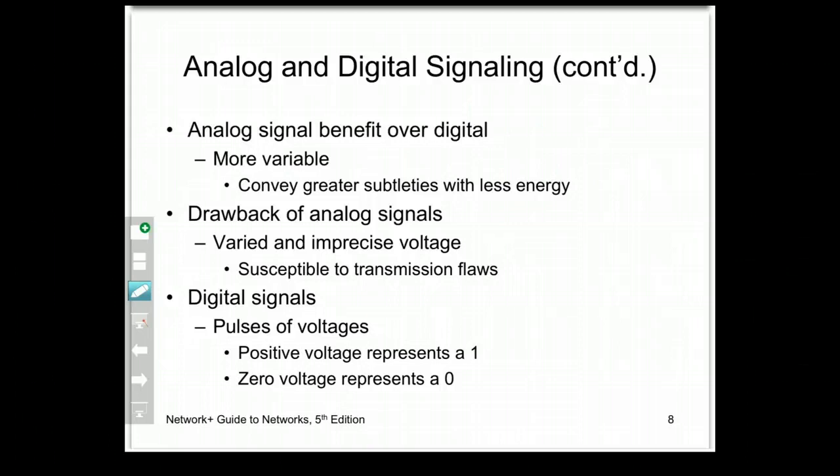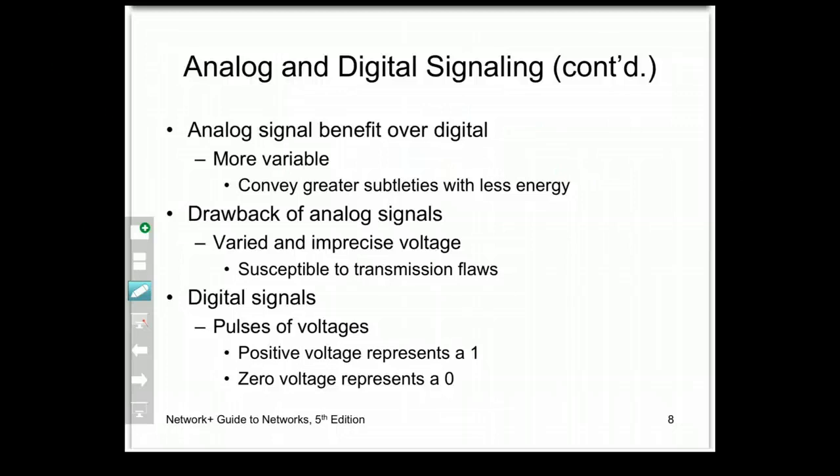Analog signals benefit over digital. It's more variable, meaning that the little subtleties of weakness don't drop it out totally. In digital, you'll find there are no subtleties. It's either on or off. In analog, you could go very low and still have a weak signal, but still have a signal. The drawback of analog is that it's varied in voltage. It's susceptible to transmission flaws, and drops data packets because of that.